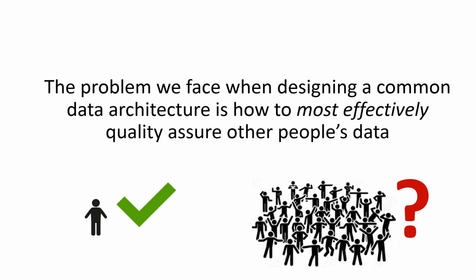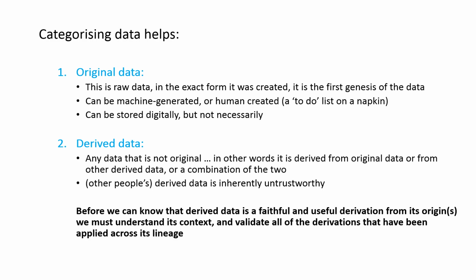in the derivation flow. If we categorize the data into original and derived data, some benefits do flow in the communication of this concept. Original data is the raw data in its exact form in which it was created. It is the first genesis of the data. Original data can be machine-generated or human-created. For example, a to-do list on a napkin is an example of original data. It can be stored digitally, but this need not necessarily be the case.